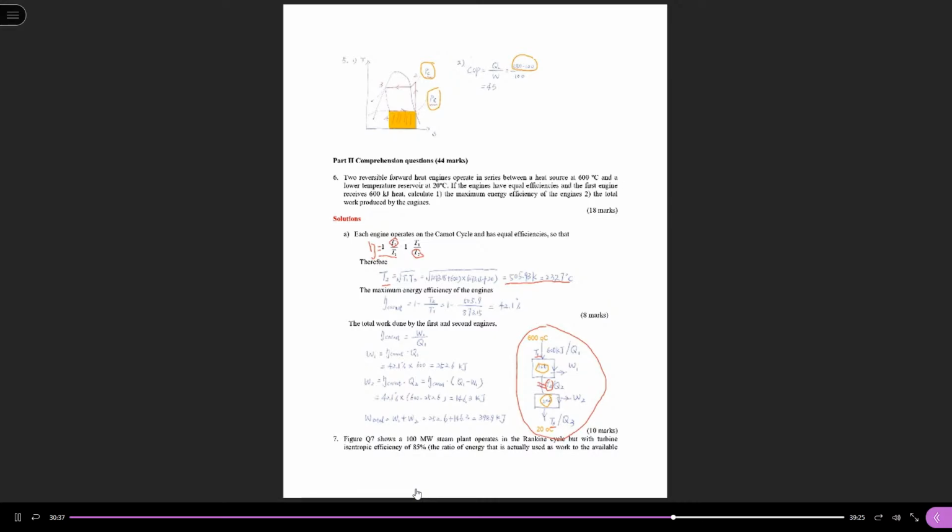And then we calculate, for each engine, their thermal efficiency following the Carnot cycle. So this is their efficiency. And then accordingly, we can calculate the work output of the first heat engine and the second heat engine. We are using the heat flow to calculate the work.